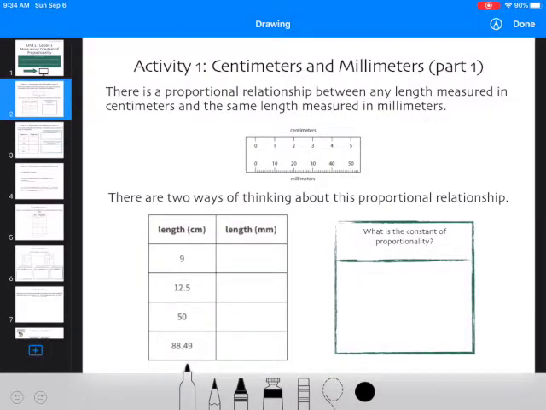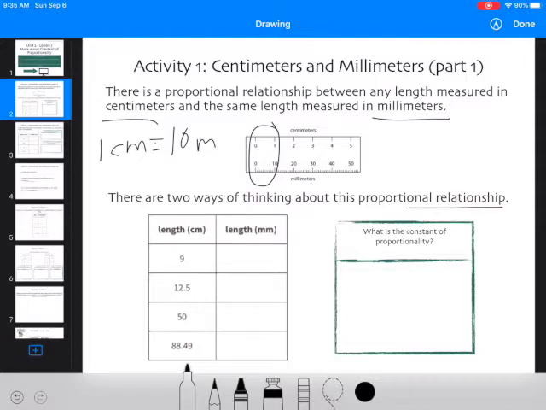So, between any length measured in centimeters and the same length measured in millimeters. So there are two ways of thinking about this proportional relationship. Okay, so I need to figure out what that is. So it's 1 to 10, right? So 1 centimeter is equal to 10 millimeters.